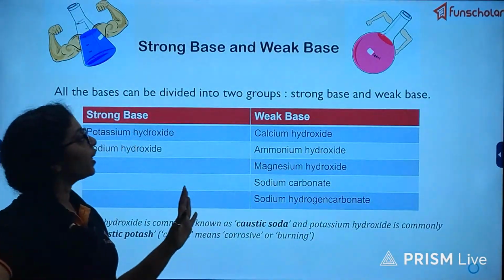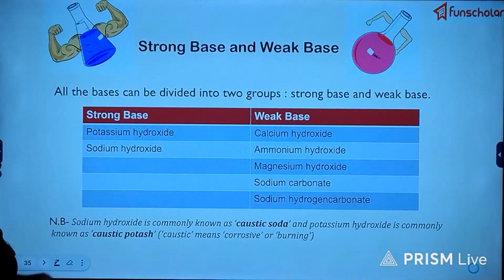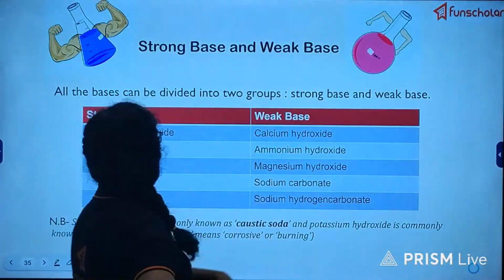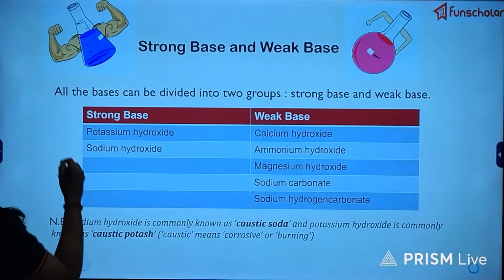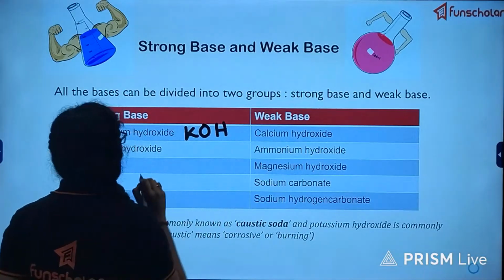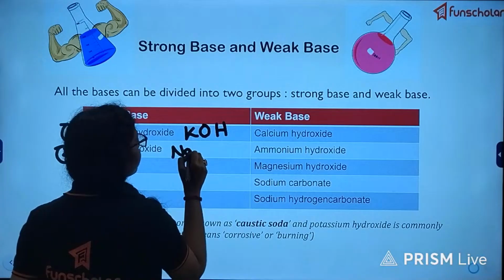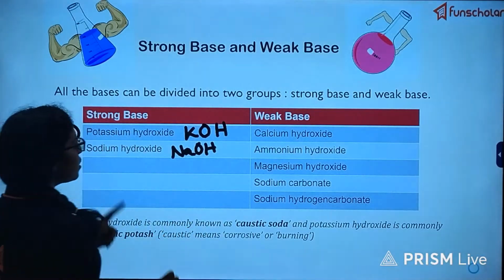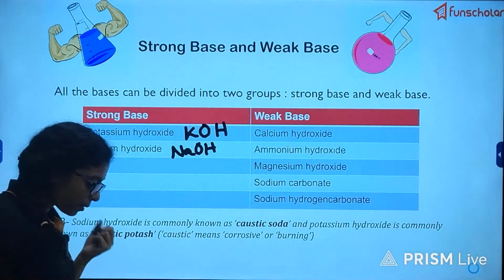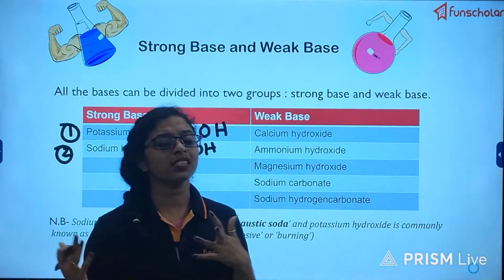Okay, so here also we can find the strong base and weak base. All the bases can be divided into two groups: strong base and weak base. As I have already mentioned, potassium hydroxide, which is potash, and sodium hydroxide, these two fall under the group of strong bases. Okay, so strong base, weak base, strong acid, weak acid. These are the bases, these are the acids.